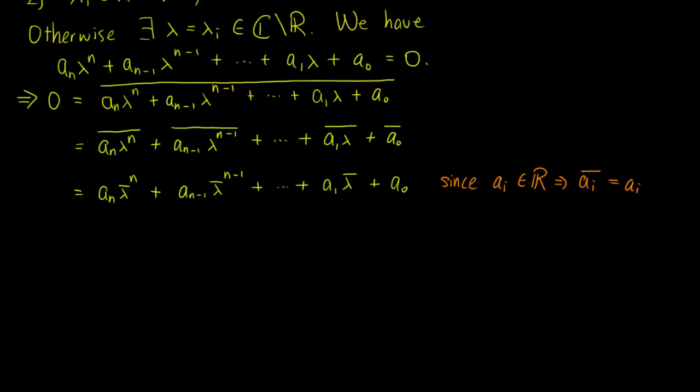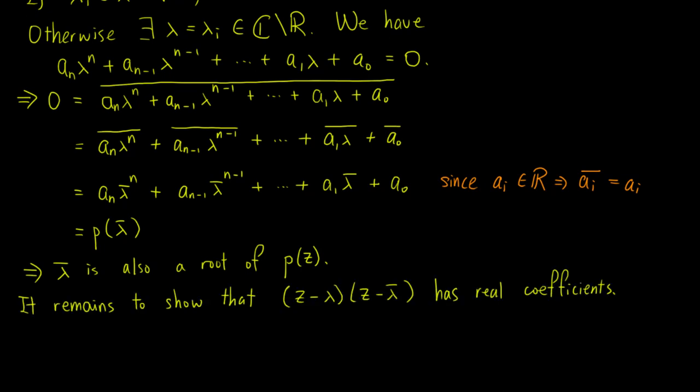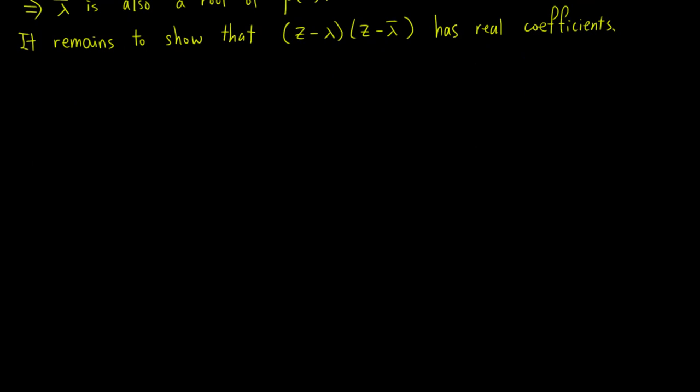Since the ai's are real by assumption, their complex conjugates are just themselves. So we can further simplify the expression to an lambda bar to the n plus an minus 1 lambda bar to the n minus 1 plus all the way to a1 lambda bar plus a0. This is just p of lambda bar. This implies that lambda bar is also a root of p of z. Since the complex roots of p occur in pairs, it remains to show that z minus lambda times z minus lambda bar has real coefficients.